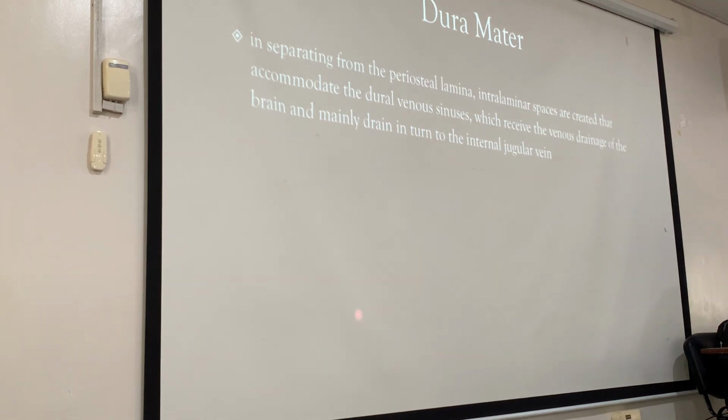So in separating from the periosteal lamina, intralaminar spaces are created that accommodate the dural venous sinuses. So in between the two layers of dura, the space that is created becomes the dural venous sinus. This receives the venous drainage of the brain, and the venous sinuses mainly drain in turn to the internal jugular vein.